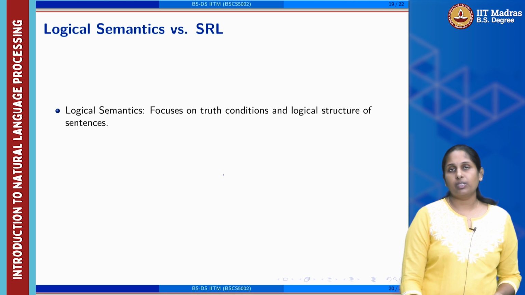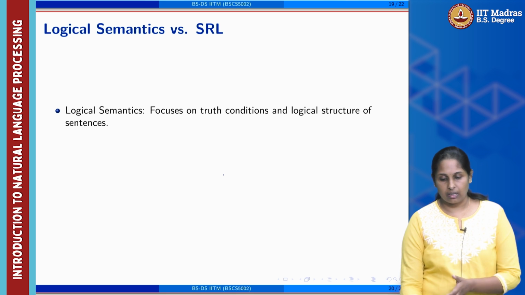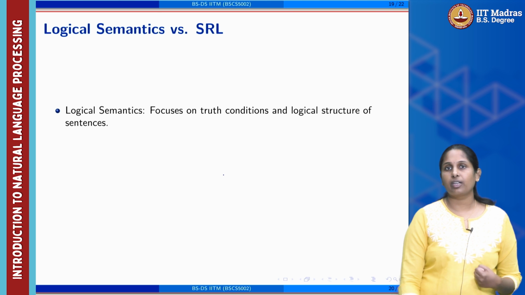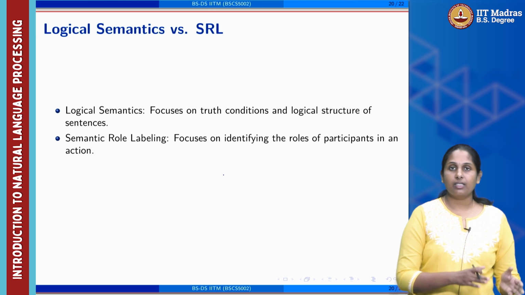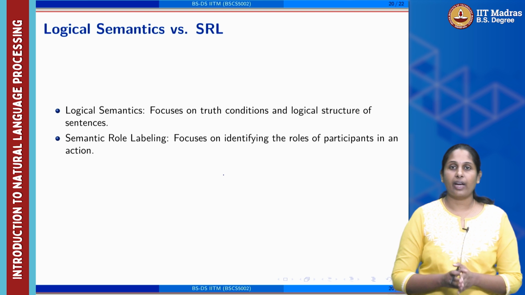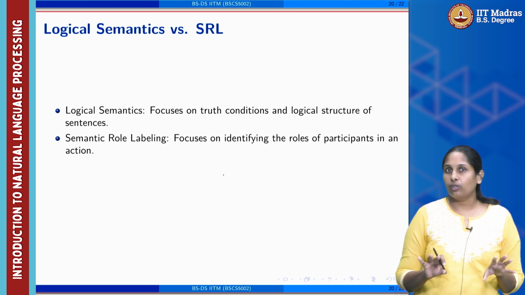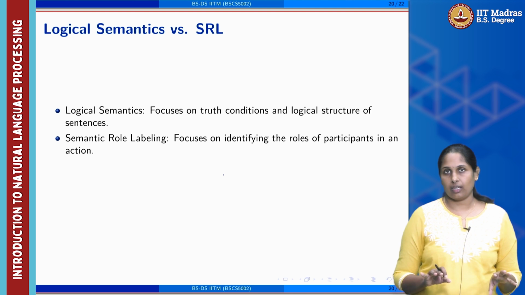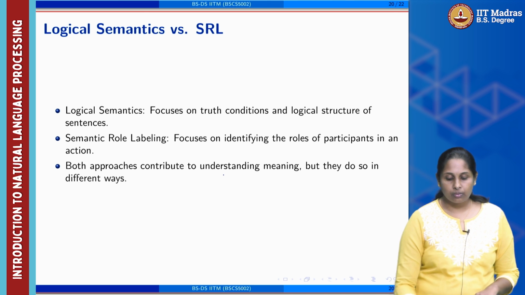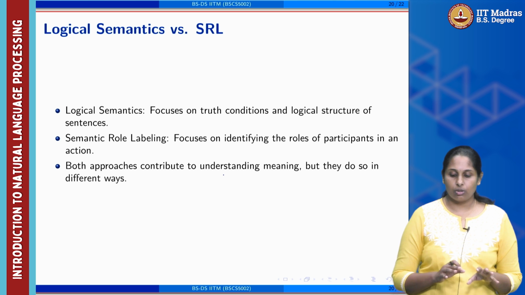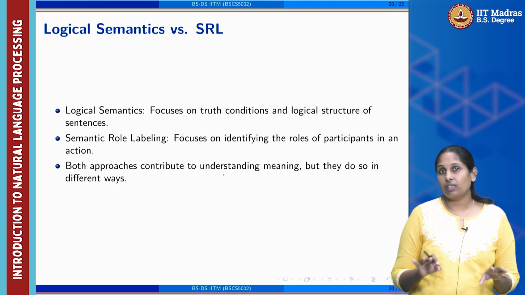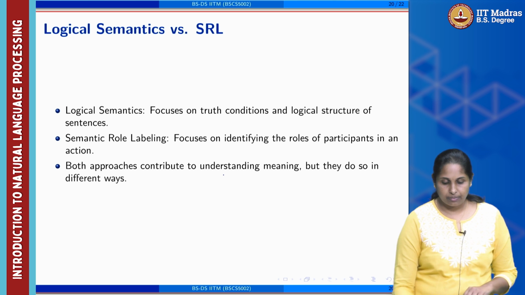And the difference between logical semantics and SRL is that logical semantics focuses more on the truth conditions and the logical structure of sentences, whereas semantic role labeling focuses on identifying the roles of participants and the action. So there are two different kinds of meaning representation that we have, and both contribute to the understanding of meaning, but they do it in different ways.